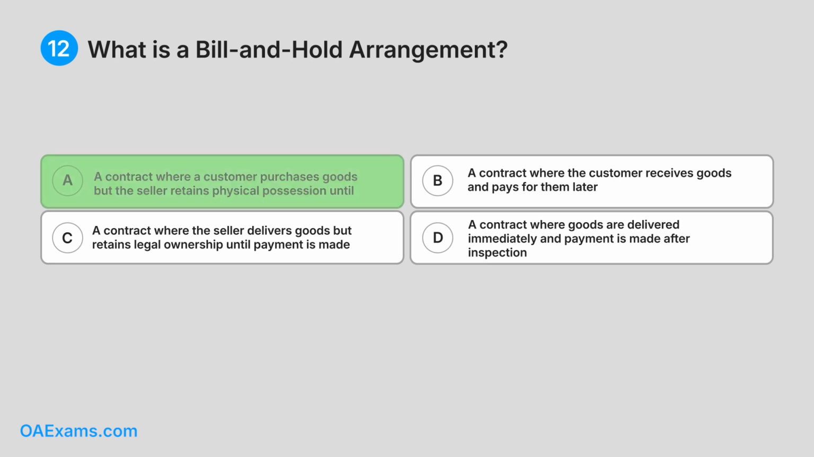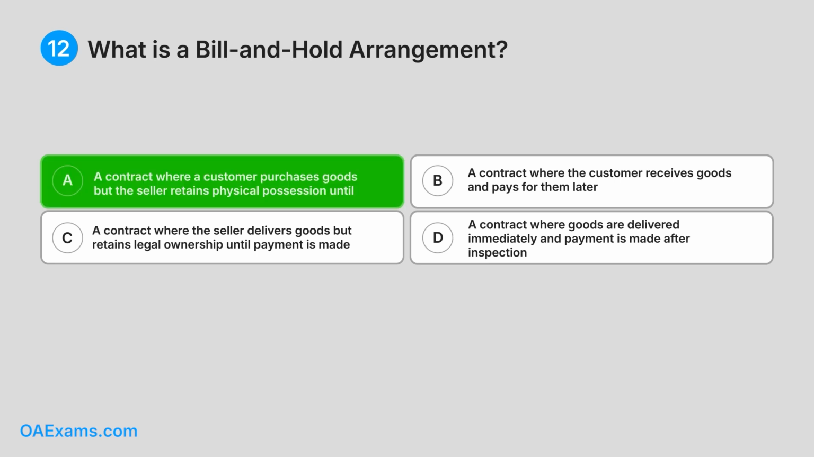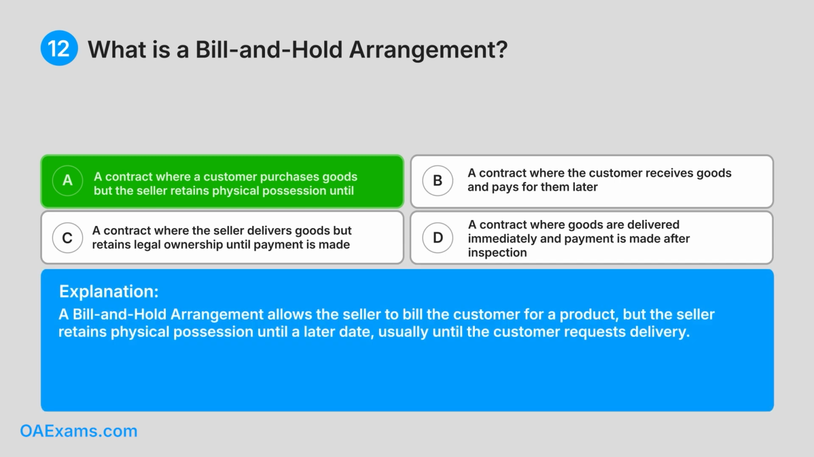Correct answer: A. A contract where a customer purchases goods, but the seller retains physical possession until the customer requests delivery. Explanation: A bill and hold arrangement allows the seller to bill the customer for a product, but the seller retains physical possession until a later date, usually until the customer requests delivery.